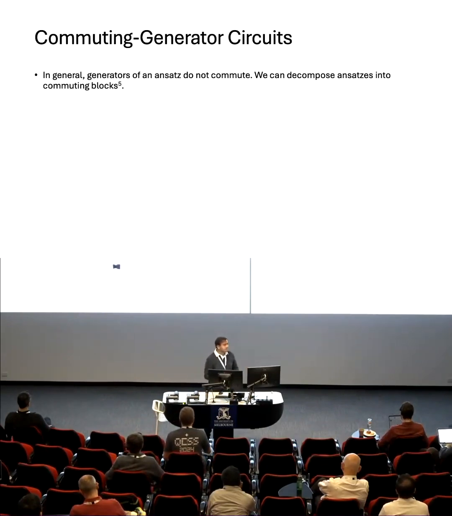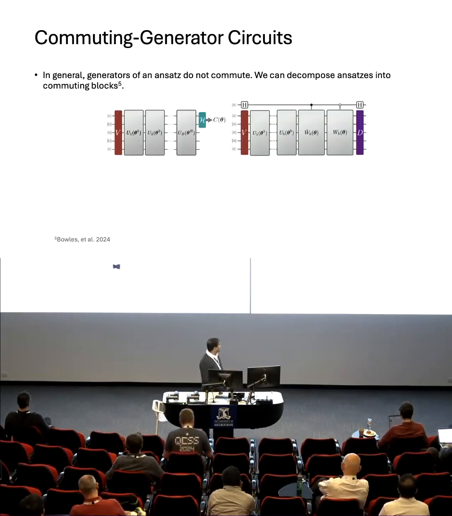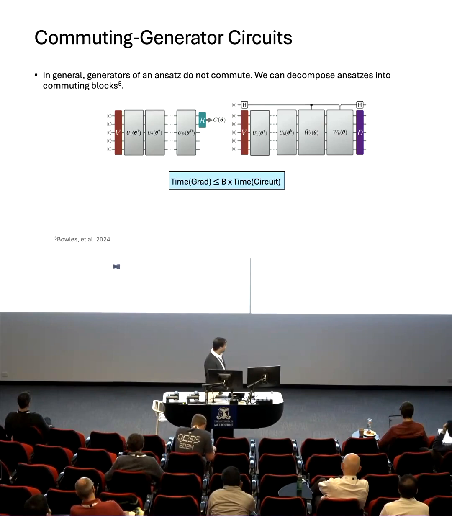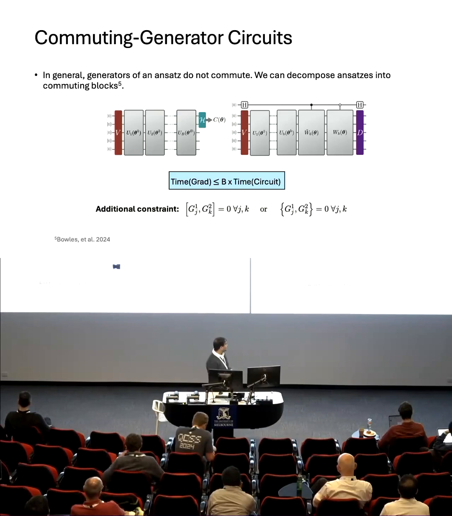So the authors in this paper decompose a general ansatz into commuting block circuits. So you can always decompose any ansatz into these blocks, where inside a block the generator is commuting, but across the blocks they either commute or anti-commute. What this does is the gradient now scales with the number of blocks instead of the number of parameters. You can assume that you have a constant number of blocks and then it will be fine. But as I said, the additional constraint here is across the blocks, the generators need to either commute or anti-commute.